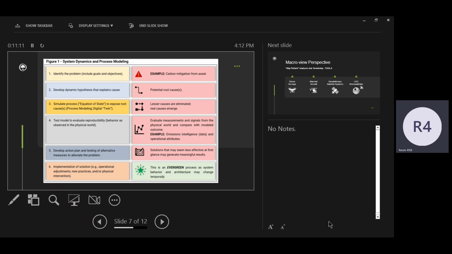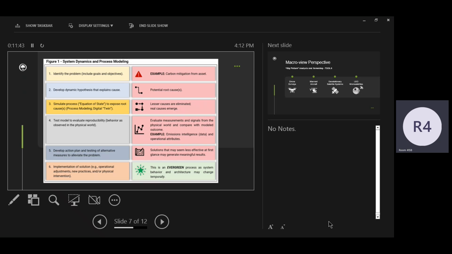I want to mitigate carbon. Develop a dynamic hypothesis that explains it all. This is very central to Forrester's models, or his processes. He believed that in order to understand the problem, you have to model it first. So can you reproduce that problem in a simulation? What that does is take out lesser causes, and that brings you to the more central cause of what's going on. And then you evaluate the measurements and signals.